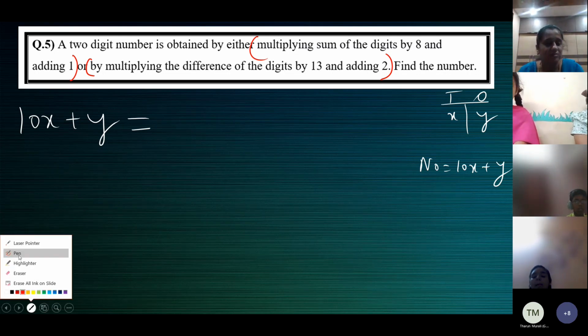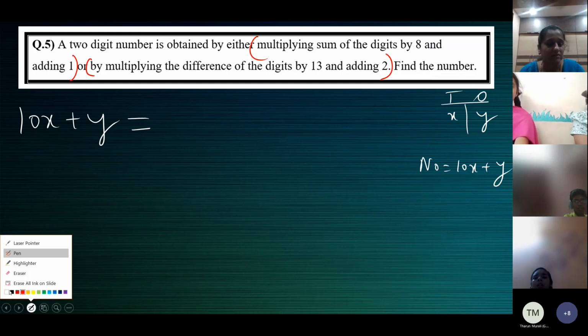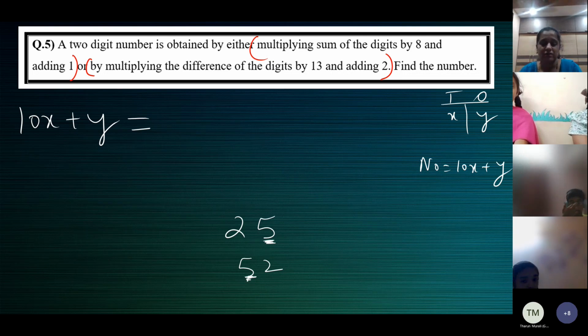So the same two-digit number can be got by multiplying the difference of the digits by 13. Difference of the digits, now we don't know. In 25, 5 is greater; in 52, this 5 is in the units place in one and the tens place in the other. In 25, the ones digit is greater. In 52, the tens digit is greater.